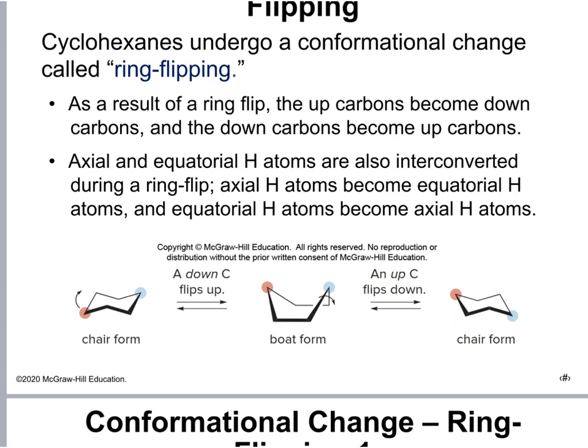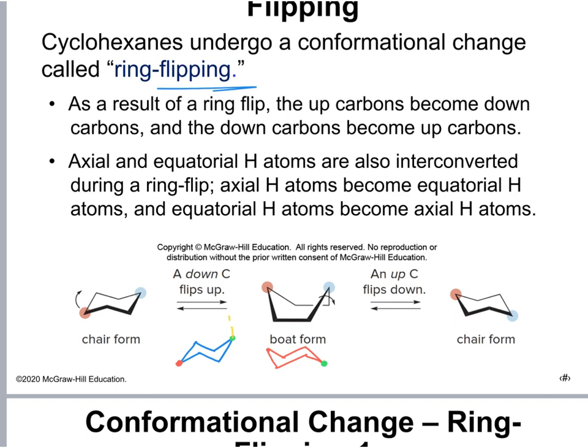Okay, so this does a ring flipping, and you need to be able to do the ring flipping. A lot of people try to cheat on this, and I can tell when they do. This carbon here now has to be up. And then when you see that, this carbon here now is down. Now the reason why that's important, let me show you.